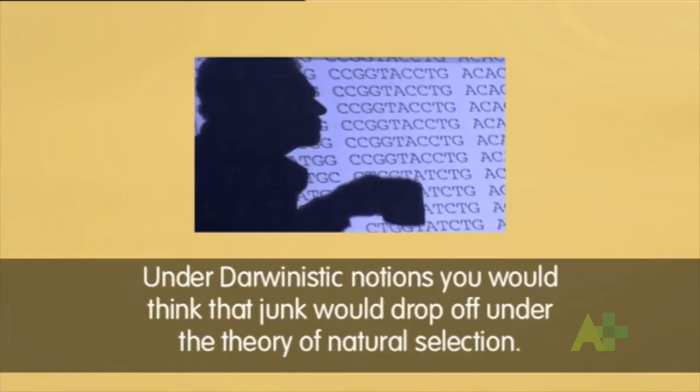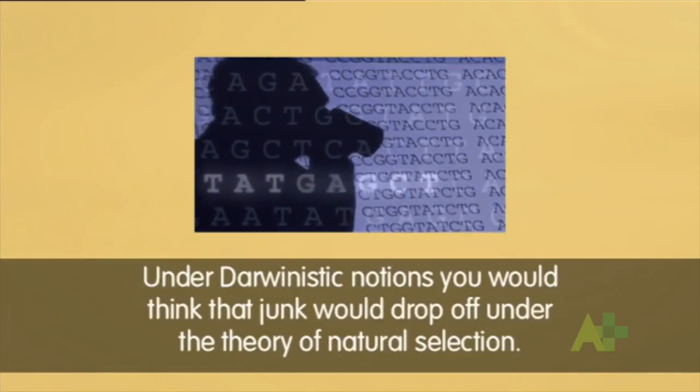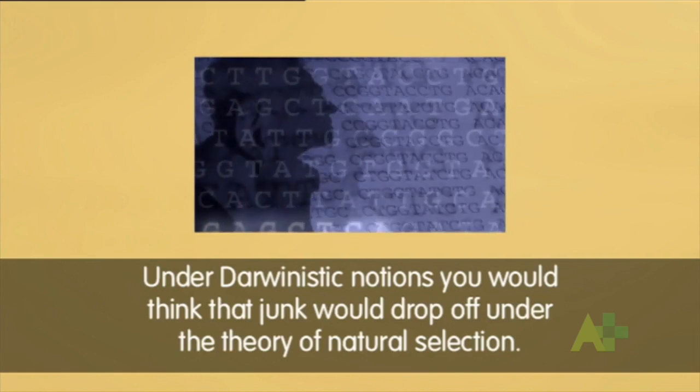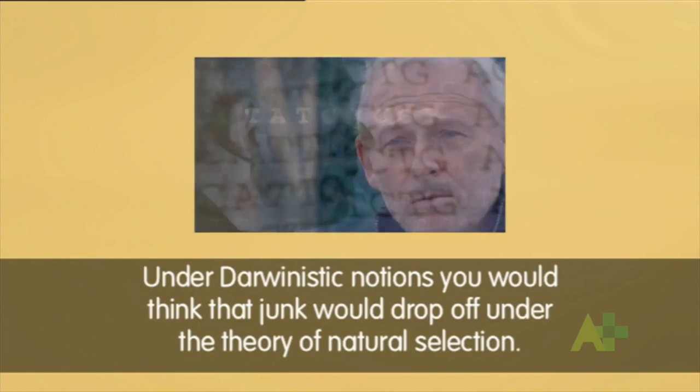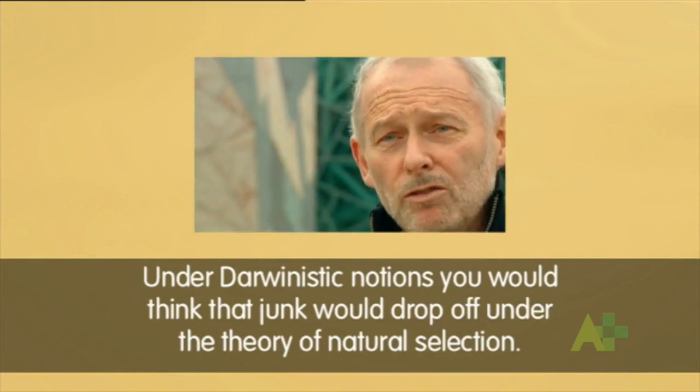Finally for today, let's have a look at how you can form adjectives from people's names. He says, under Darwinistic notions, you would think that junk would drop off under the theory of natural selection. Darwinistic here is an adjective, but it's got a capital letter.